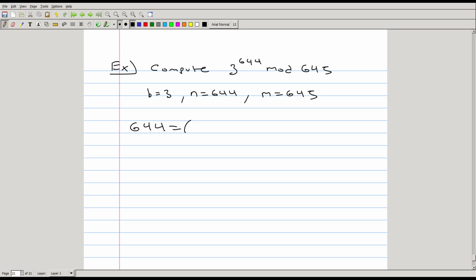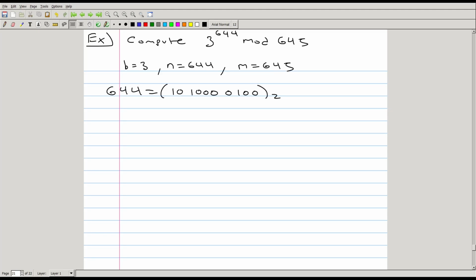644 is equal to 1010000100 in base 2. And so from this binary expansion, we see that the only non-zero digits in this binary expansion are a 2, which is 1, a 7, which is 1, and a 9, which is 1.